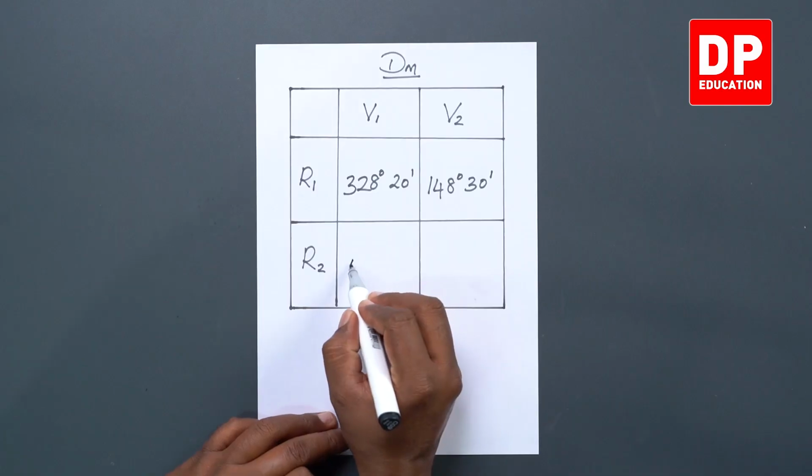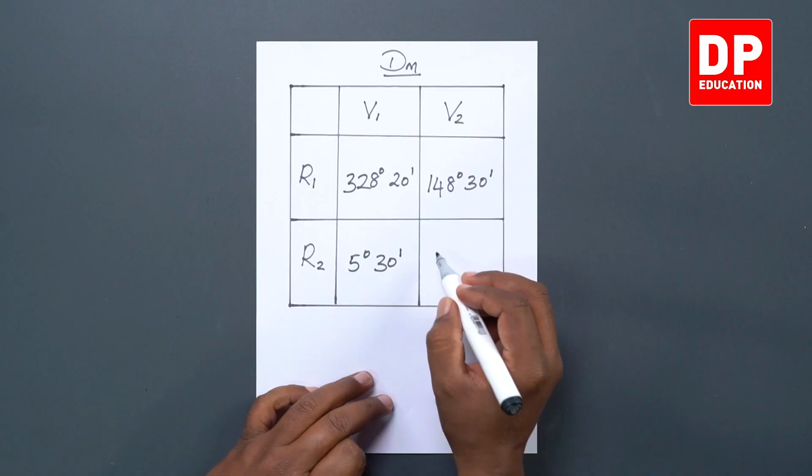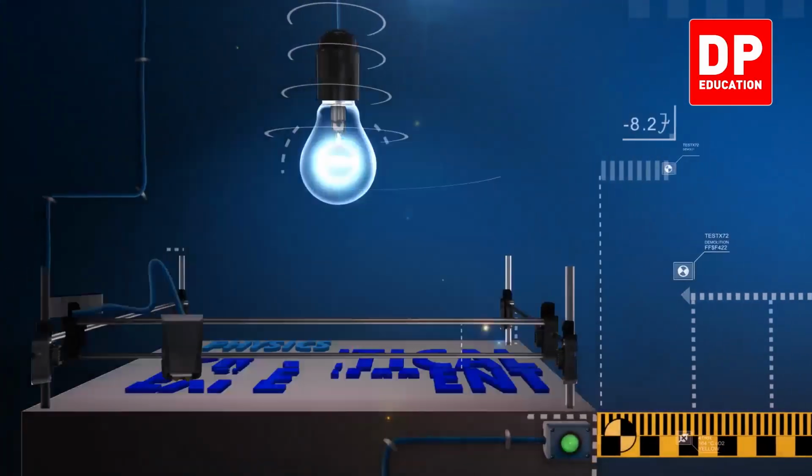Now the reading we have got without any refraction, the straight path of the ray, in vernier 1 is 5 degrees and 30 minutes. And in vernier 2, we have got 185 degrees and 40 minutes.